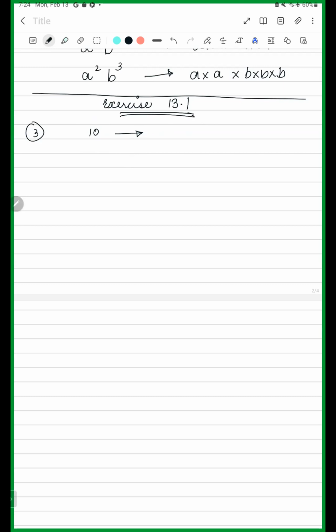See the fourth part, that is 2 into 3. Understood?